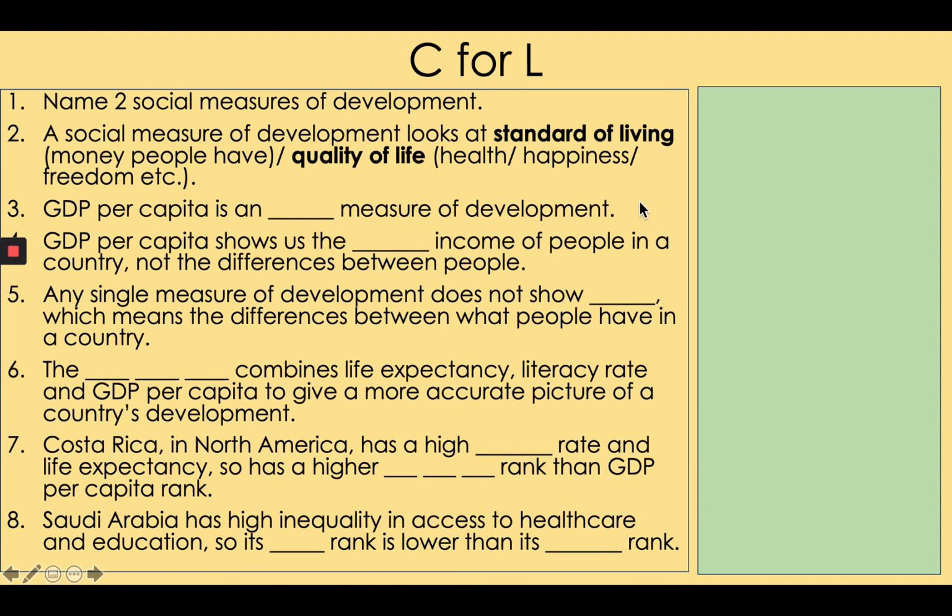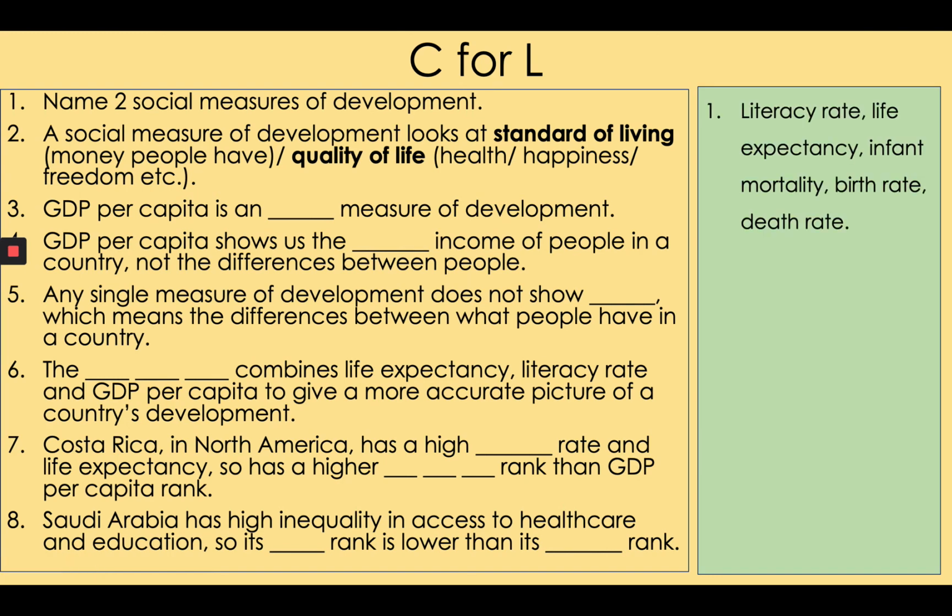Number 1, 2 social measures of development. You could have had any of the following: literacy rate, life expectancy, infant mortality, that's the number of babies that die before their 5th birthday per 1,000 who are born, the birth rate or the death rate. You could have also had doctors per 1,000 people.